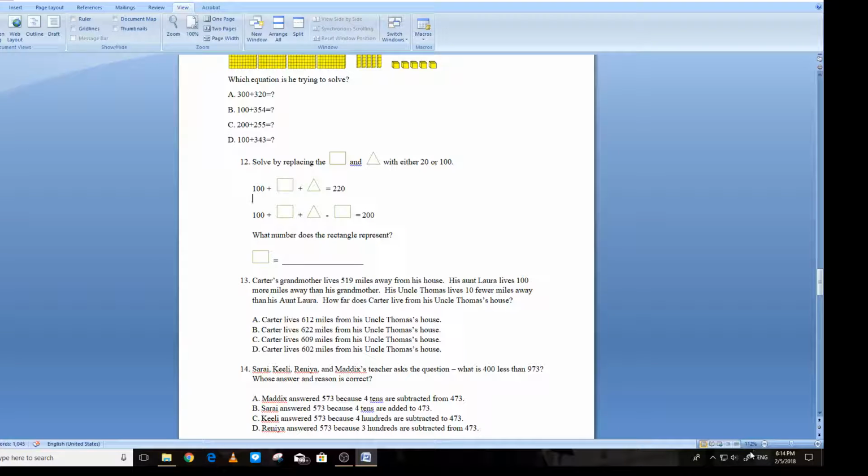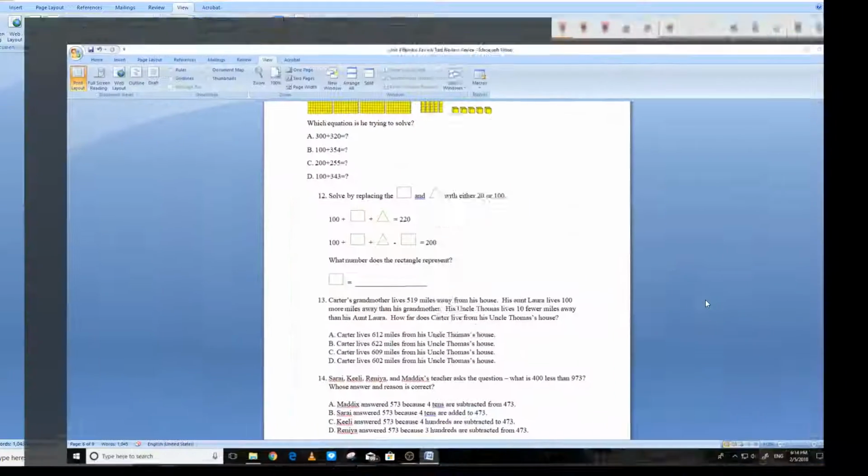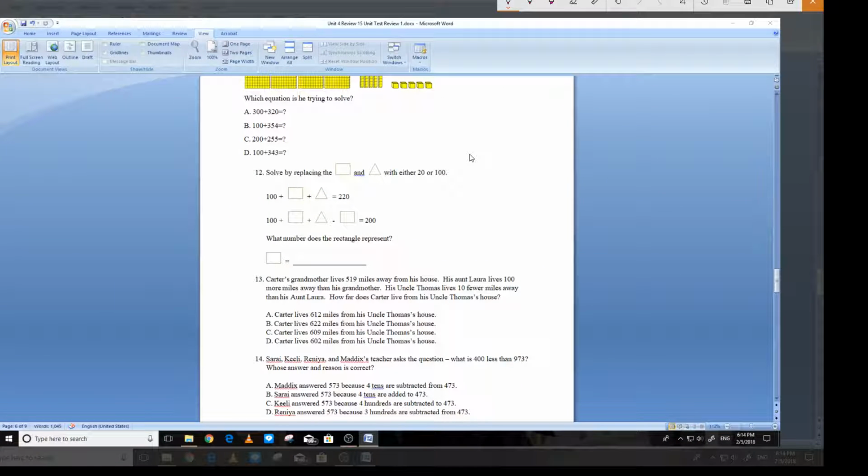Okay, problem fixed. Let's look at number 12. Number 12 states: solve by replacing the rectangle and triangle with either 20 or 100. Now, it has two parts to it, the top one and the bottom one.